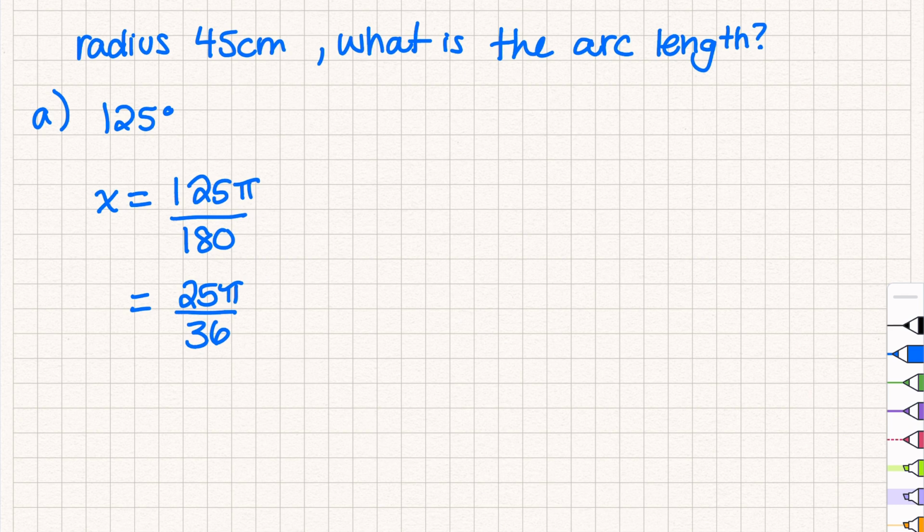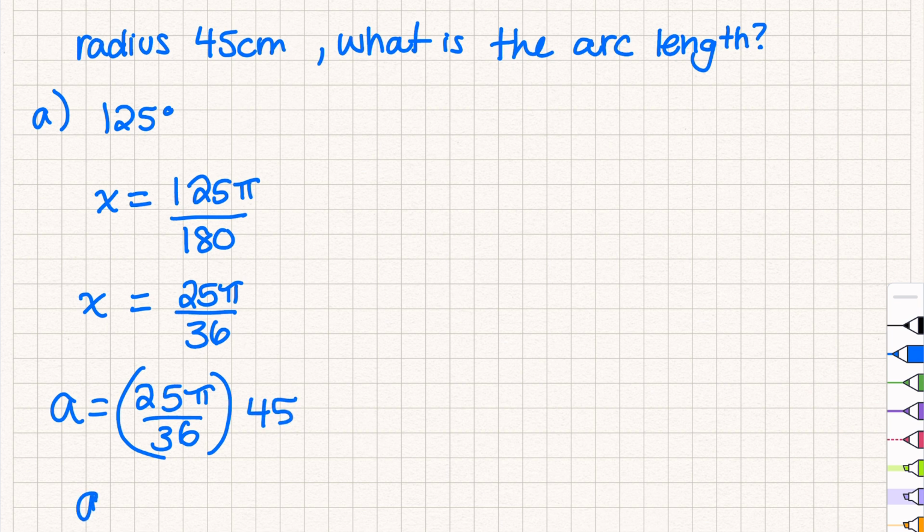Now what if I was trying to find the arc length? So this is x. So A is going to be 25 pi over 36, the angle, multiplied by 45. So A would be 98.13 centimeters. So what we did here, because we were given the angle in degrees, we converted to radians first, and then we were able to solve.